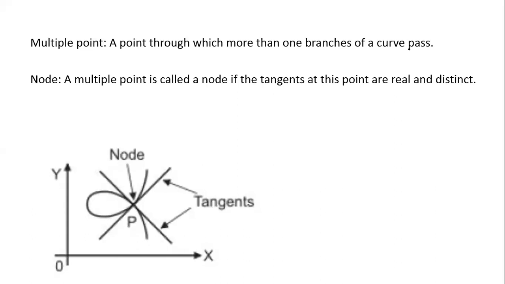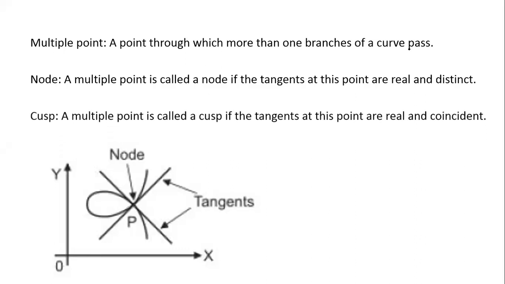So see, this is the curve and there is one point P, and from point P, two branches are going outside. So it is a double point. P is a double point. Now whether it is a node or cusp: corresponding to each arc passing through the point P, there are different tangents, and those tangents are real and distinct, and thus this double point is a node.